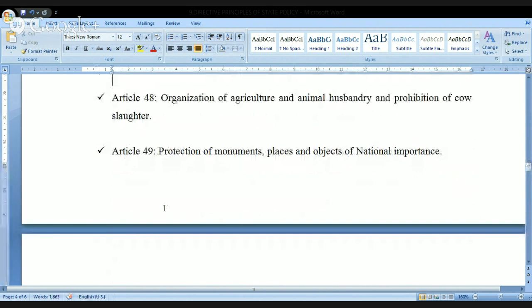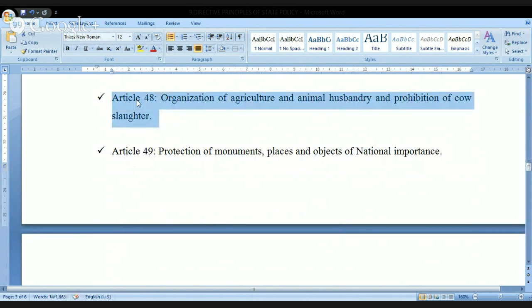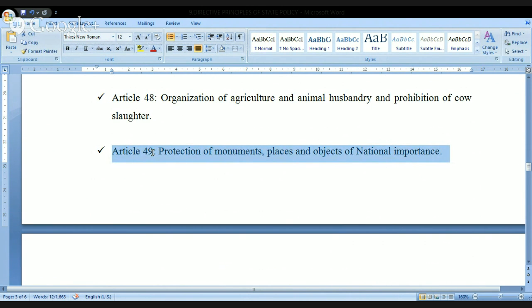Getting it? Look at this. Article number 48. This article talks about the organization of agriculture and animal husbandry and also the prohibition of cow slaughter. Recently, what I've seen, the Haryana government has announced that it is going to make a legislation where cow slaughter is prohibited, and the people who go for cow slaughtering will be punished according to the law once the legislation is made. At the same time, the state is also expected to organize agriculture and animal husbandry, that is under Article 48. Under Article 49, the state will give protection to the monuments, places and objects of national importance. So under the provisions of this article, the state always tries to give protection to all important monuments, places and objects which are of national importance.